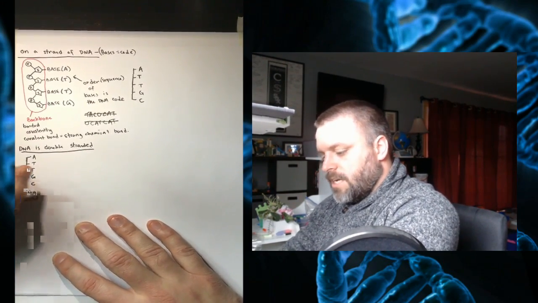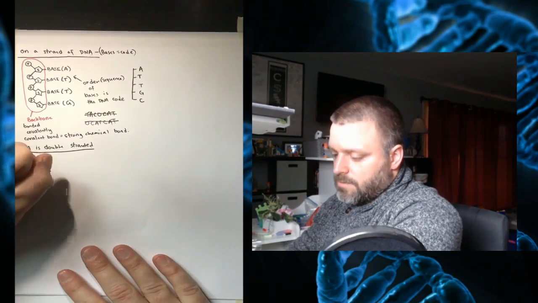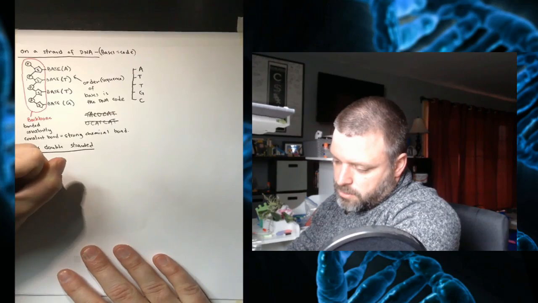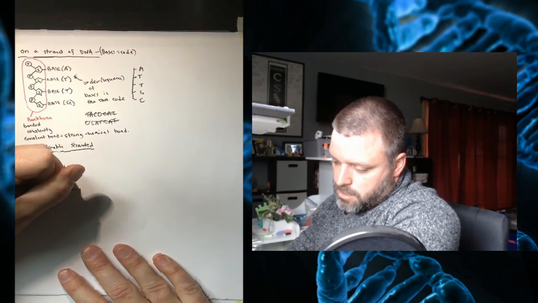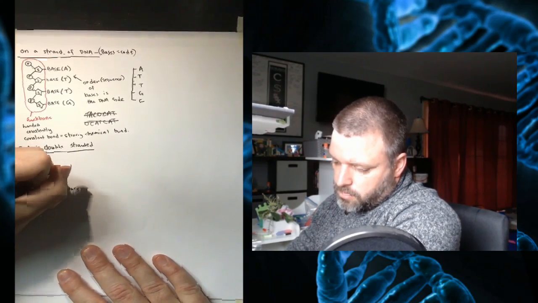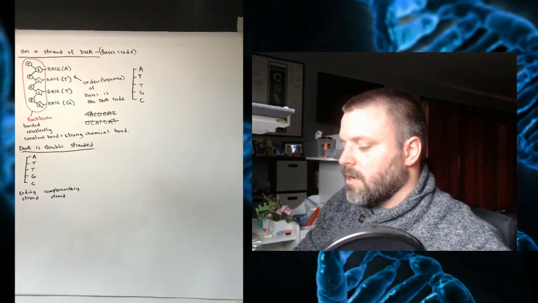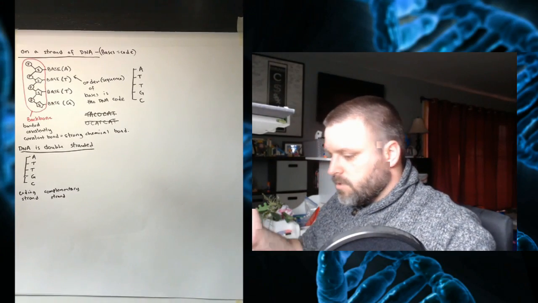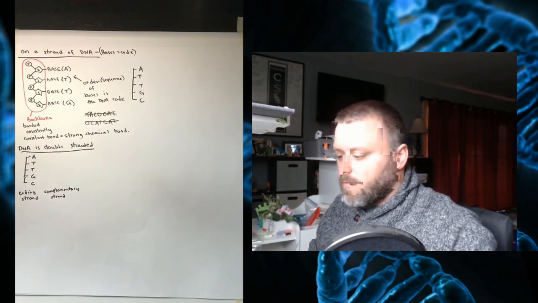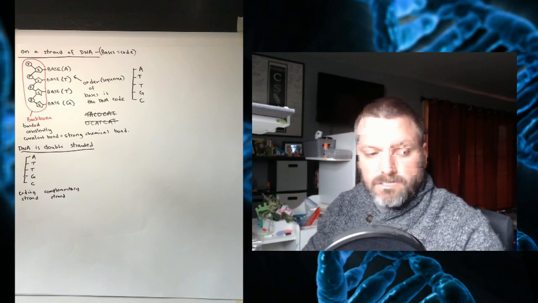There's actually a second strand of DNA that goes alongside of it, and that second strand of DNA is called the complementary strand. It's also called the non-coding strand or the nonsense strand. Some people even call it the silent strand. It's got many different names. We're going to be referring to it as the complementary strand.